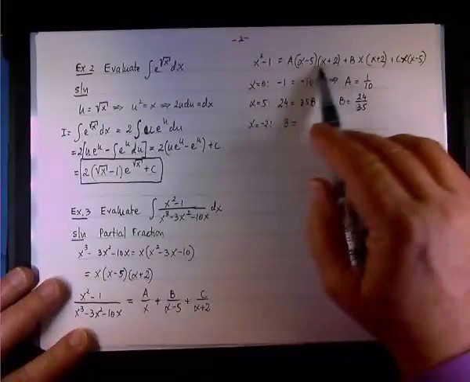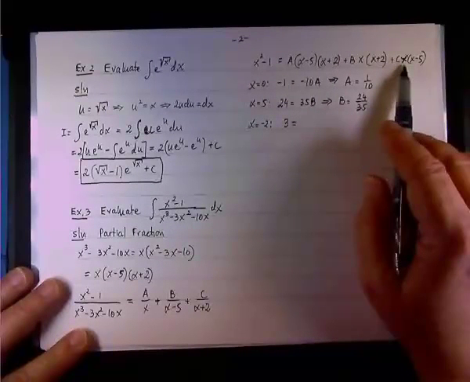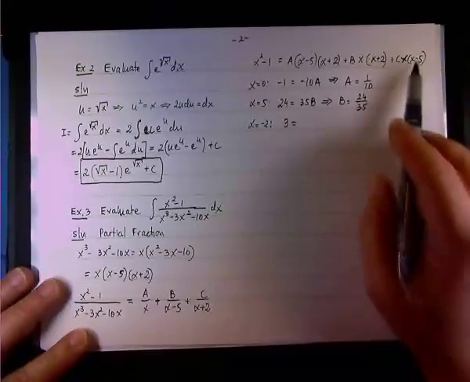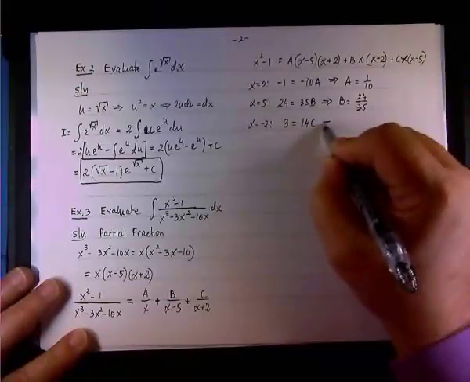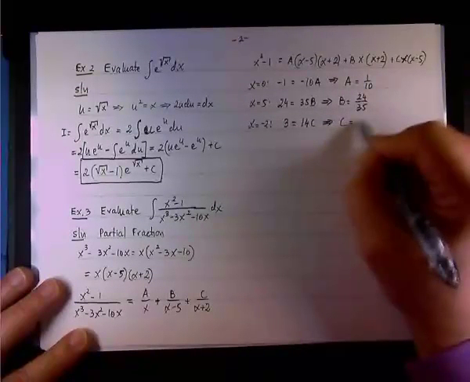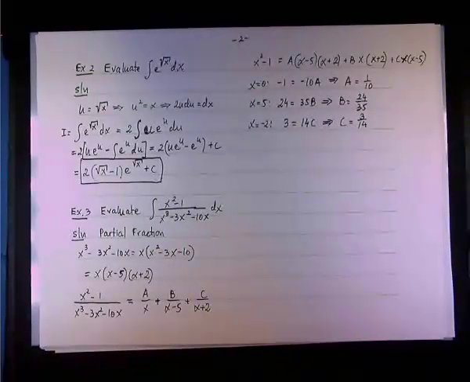We cannot reduce it. And then when x equals, we'll make it negative 2. Here we have 4 minus 1, so we have 3 on the left. Negative 2, this goes to 0, this goes to 0. What's left is the C term, and you have negative 7 times negative 2, so positive 14. So 3 equals 14C, and therefore C equals 3 over 14.